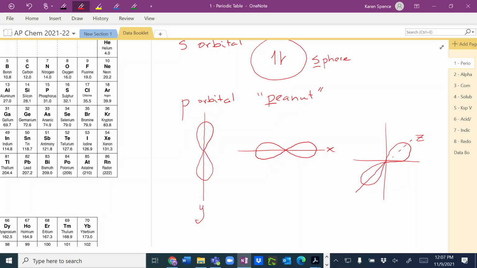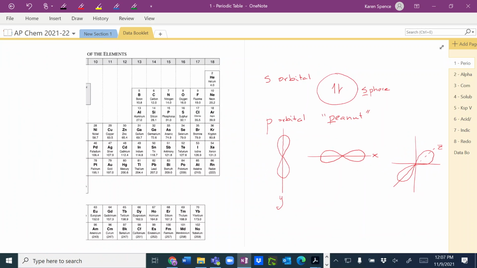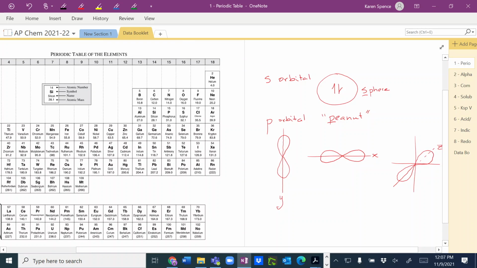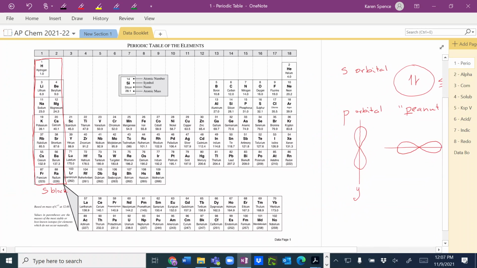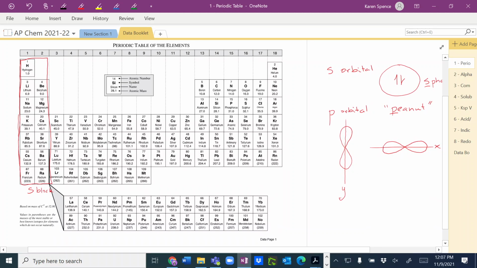How many can each orbital hold in terms of electrons? Each orbital. In total it's 6, but how many for each orbital? 2. So in total we can hold 6. So where is our p block on our periodic table? Where are we filling the p orbitals?